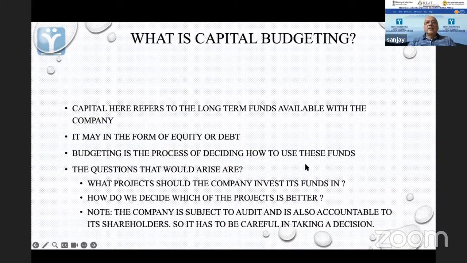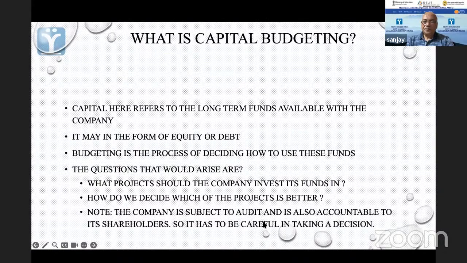I hope you've read this. Basically, it says everything that we've just been discussing. It talks about the fact that, what is capital? It's basically in the form of equity or debt. Budgeting is the process of deciding how to use these funds. So what are the questions which arise here? A person making a budget for a company, what exactly is this person looking at? What projects should the company invest its funds in? How do we decide which of the projects is better?